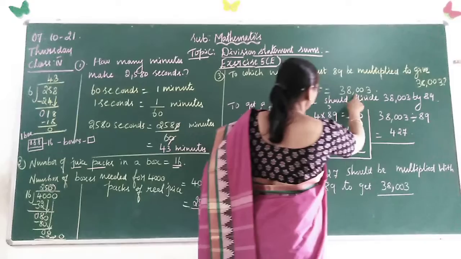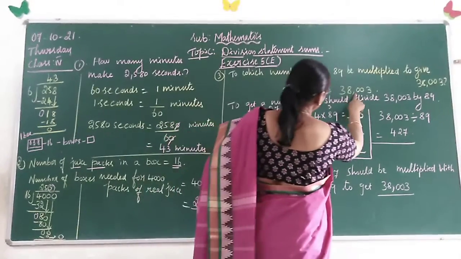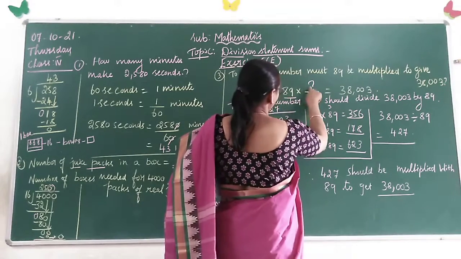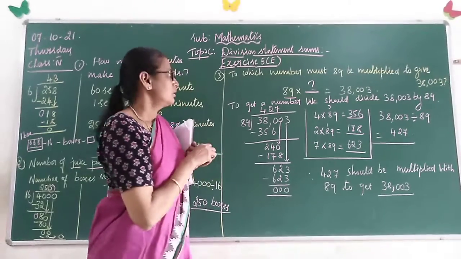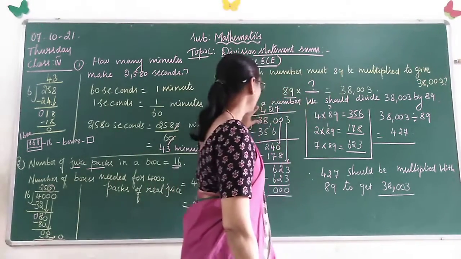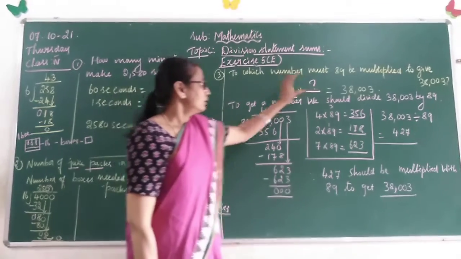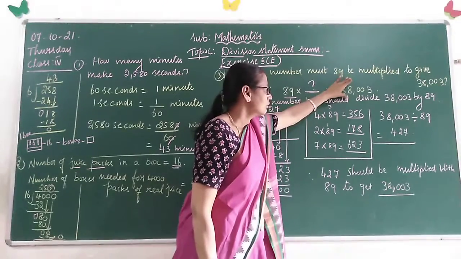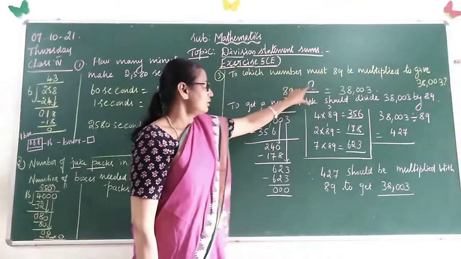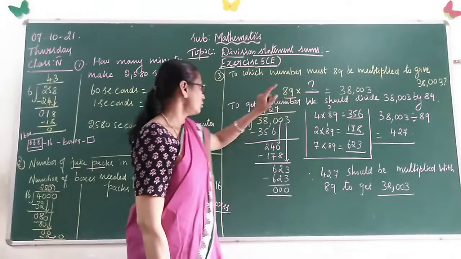We should divide 38003 by 89. We will get the number. Okay. So here the given number is 38003. 38003 divided by 89. When you divide this number by 89, you will get the number which, after multiplying by 89, gives the given number. Okay. So divide, children.